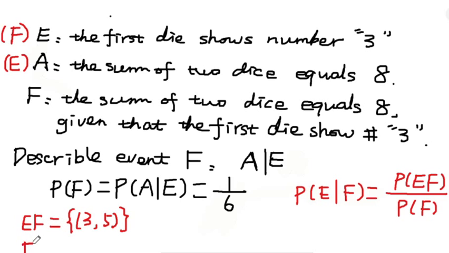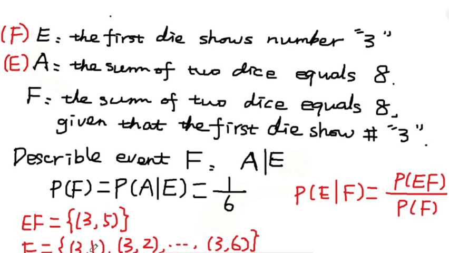Then let's check the event F. Event F becomes this one: the first die shows the number 3. So we have 3 1, 3 2, until 3 6, right? So we have 6 outcomes. If we take the event F as the new sample space, that is the new sample space. How many outcomes in total? 6, right?